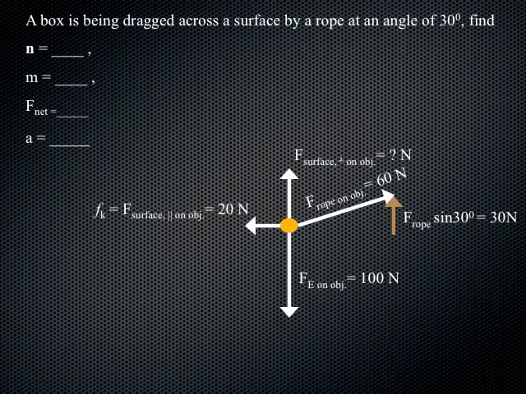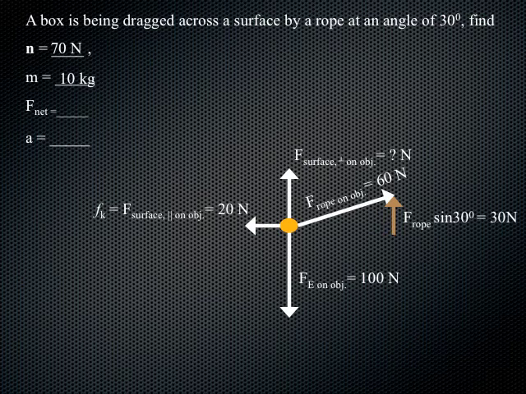The component of the rope pulling up is F rope sine 30. Sine 30 is 1/2 of the hypotenuse F rope, so it's 30 newtons pulling up from the rope. Therefore, the normal force must be 70 newtons, because 70 plus 30 cancels out the 100 newtons of weight pulled down.